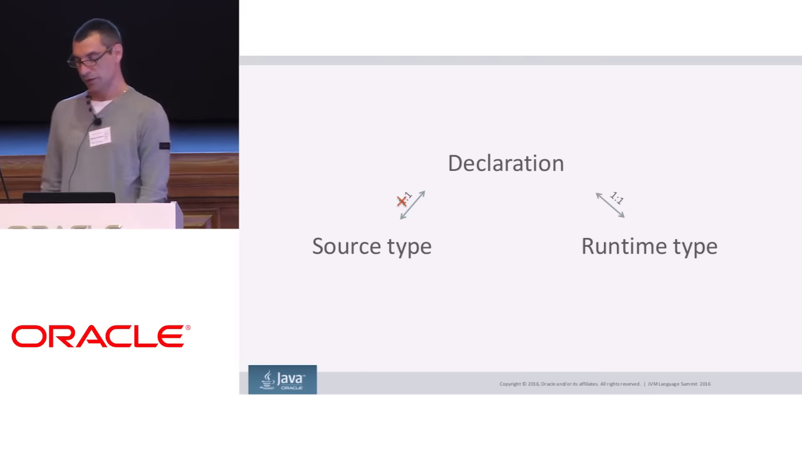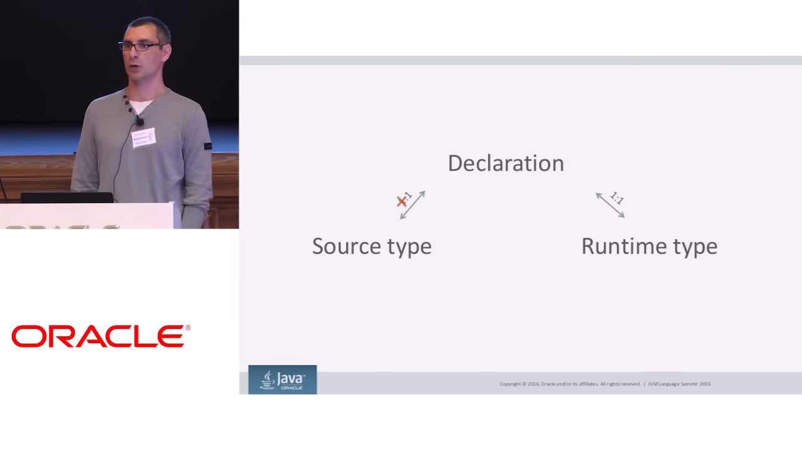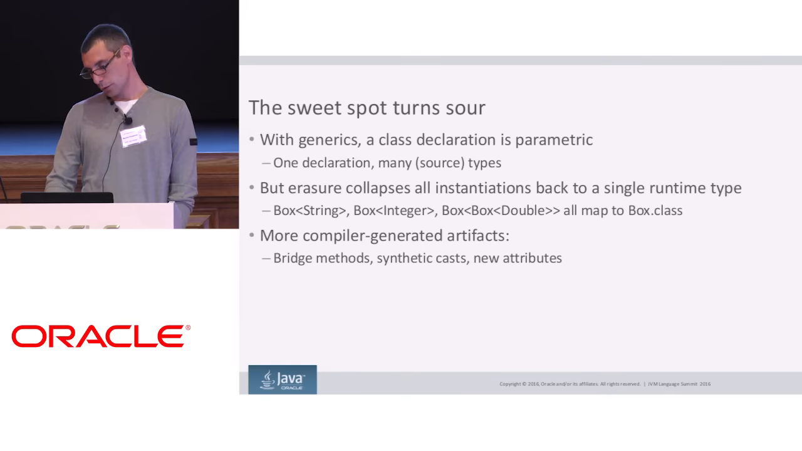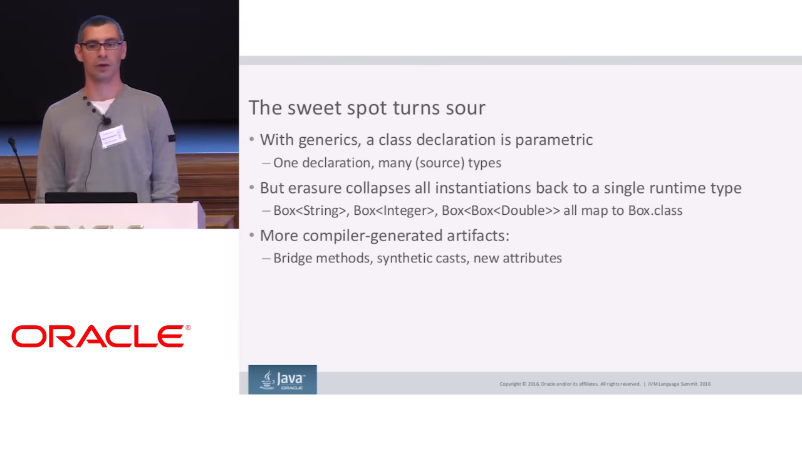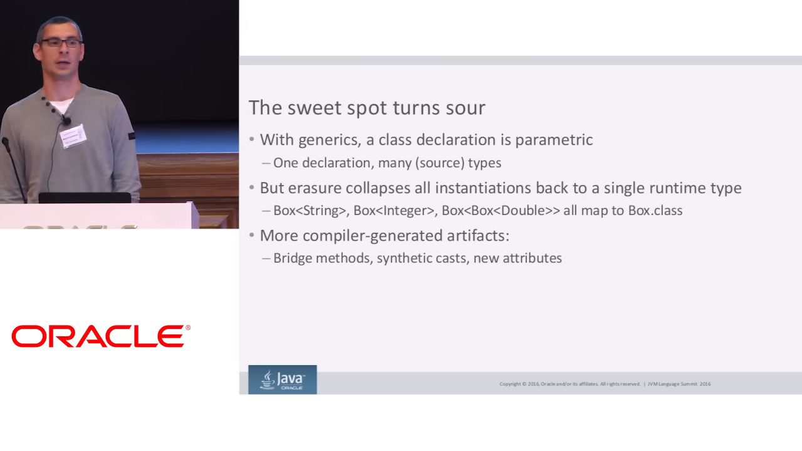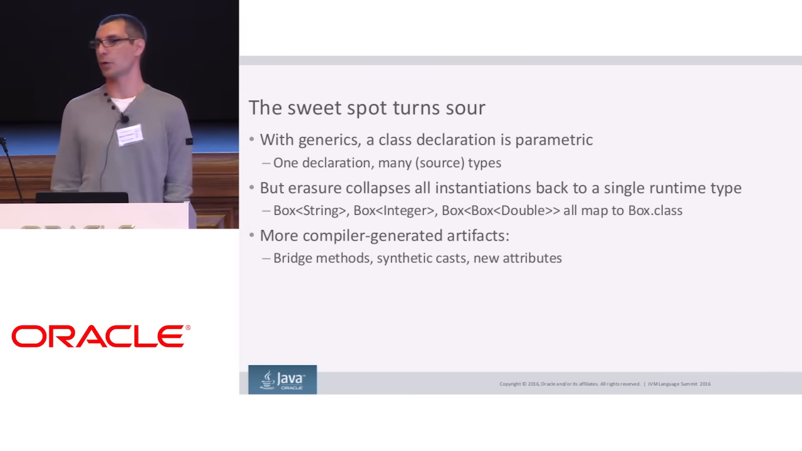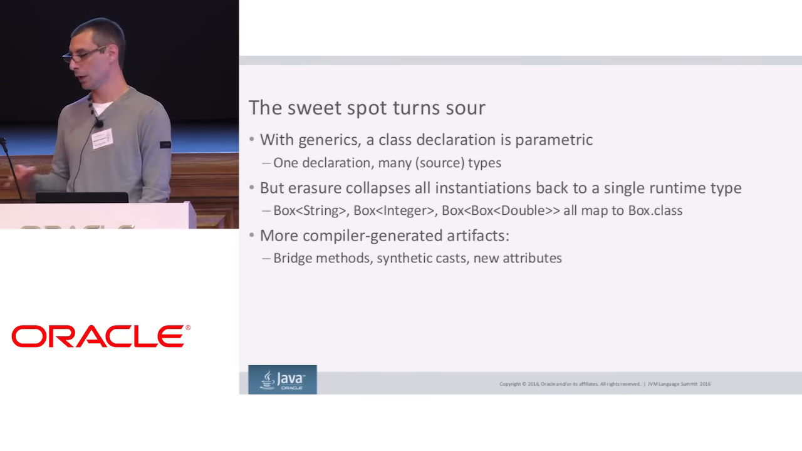What happened here is that we broke one leg of our diagram. There is no more a one-to-one mapping between a declaration and a source type. Now we have a single declaration that can lead to multiple source types. On the other hand, erasure comes to the rescue because it still collapses all the possible source types into the same runtime artifact. So if I have Box of String, Box of Integer, Box of Double, I don't care. They are all mapped back into the single Box.class abstraction.